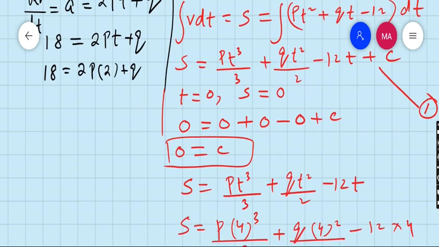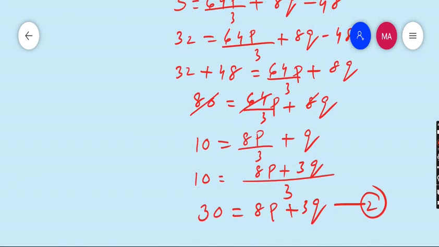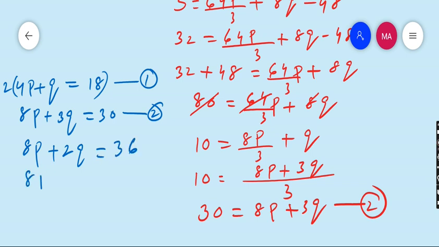4p plus q is equal to 18, equation number 1, and 8p plus 3q is equal to 30. So if we multiply equation number 1 by 2, 2 fours are 8p, 2q, and 18 twos are 36.